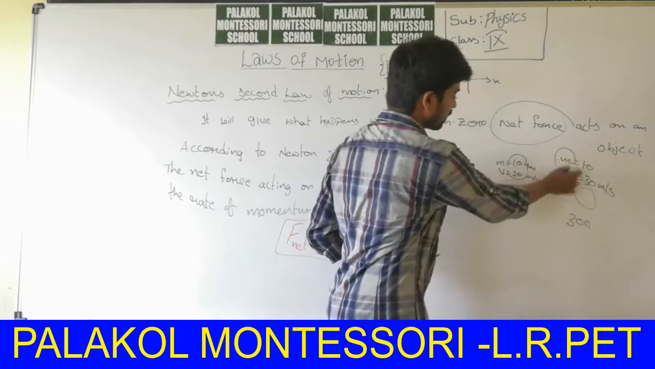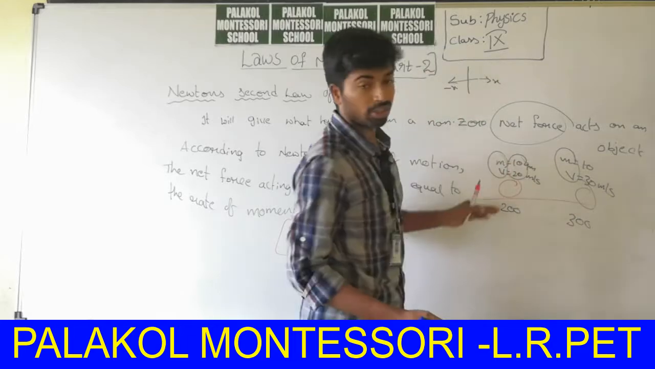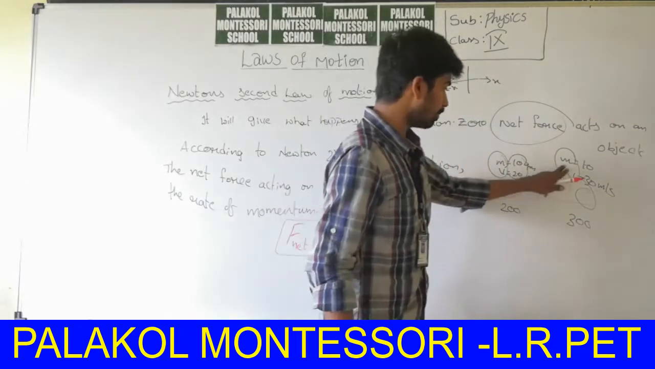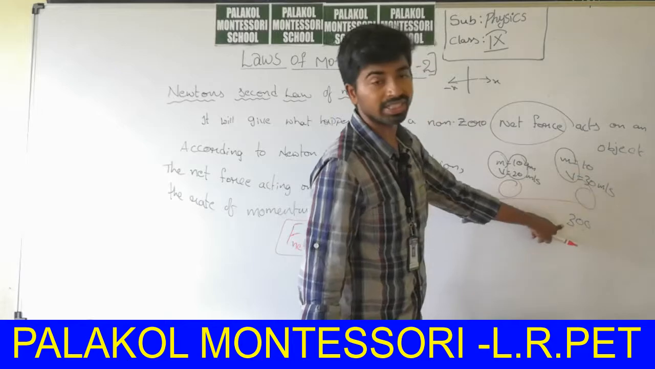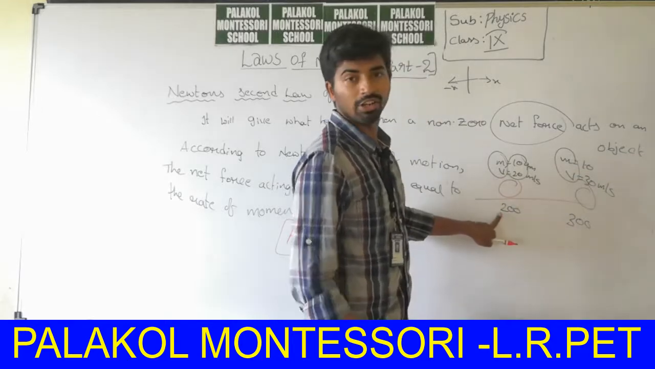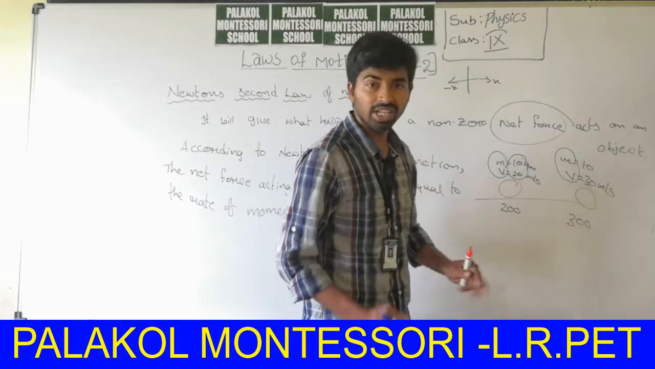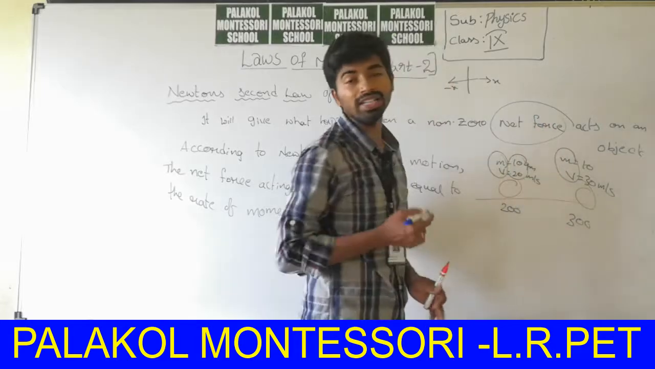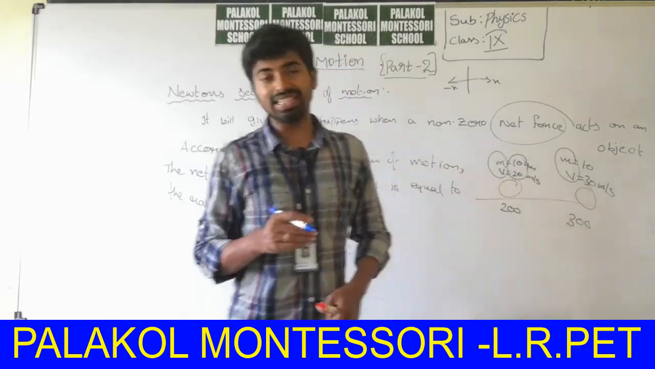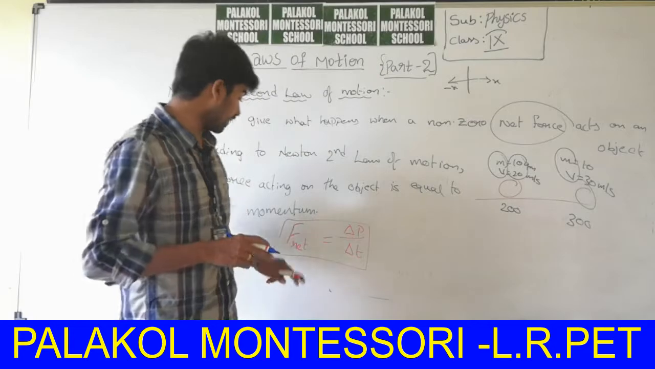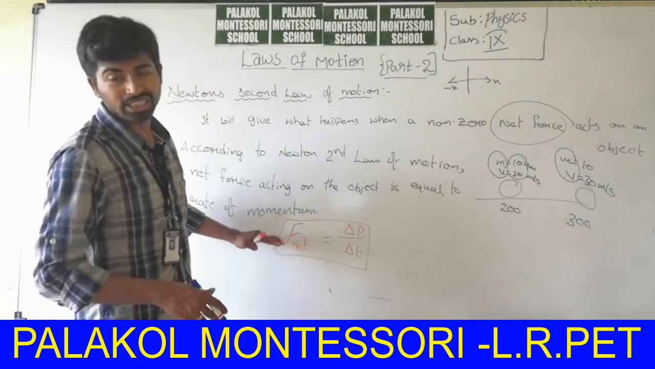The product of mass and velocity is nothing but momentum. So, here what is the momentum? 300. Here what is the momentum? 200. Why did this momentum change occur? Because of the force. What a force can do is, it can change the velocity, it can change the momentum, that is given in the equation form.